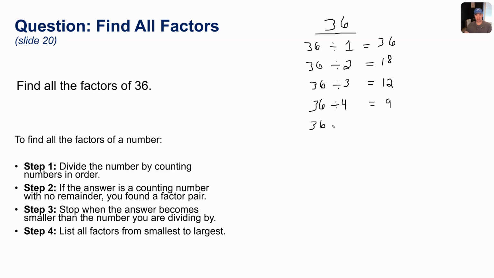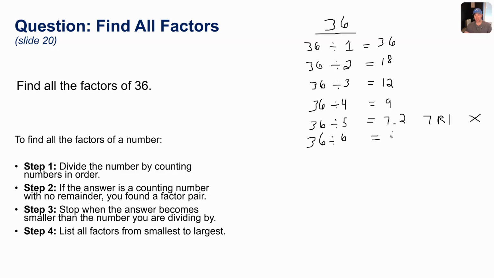36 divided by 5, this is going to be something that is not a whole number. If you were to put this in your calculator, what you get is 7.2 as a decimal. So in other words, you would get 7 and you would get a remainder. It's technically 7 remainder 1. You have 1 remainder, okay? So this is not a factor pair. And then we have 36 divided by 6, which equals 6.